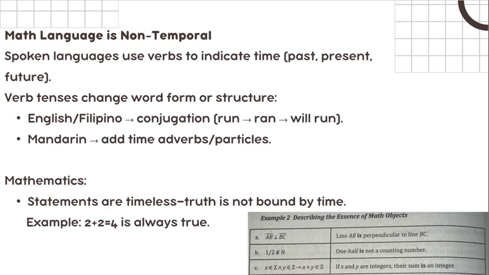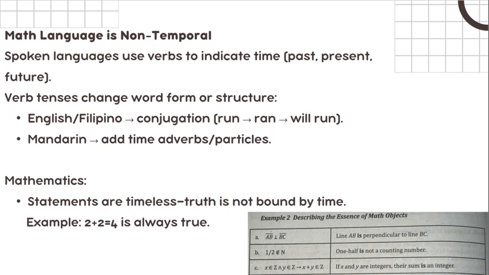For example, 2 plus 2 equals 4. It is always true. There is no past, present, and future there. We say it is permanent. In mathematics class, there is no past tense. What we discussed in elementary, high school, even now in college, or until you become old, math stays the same.